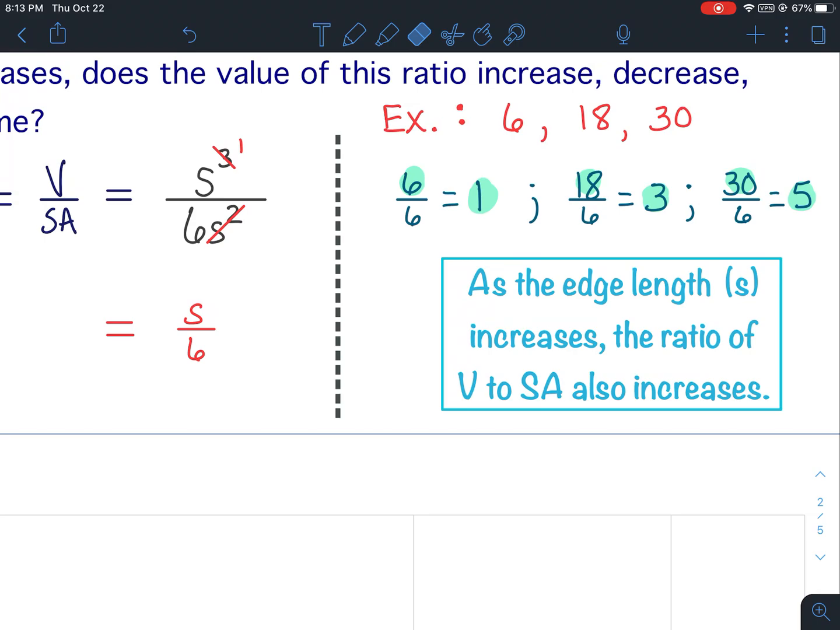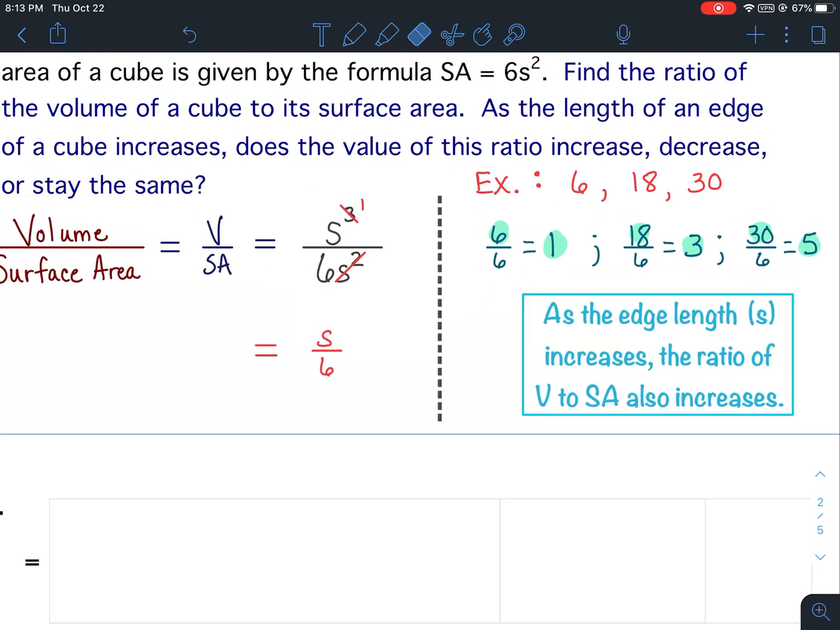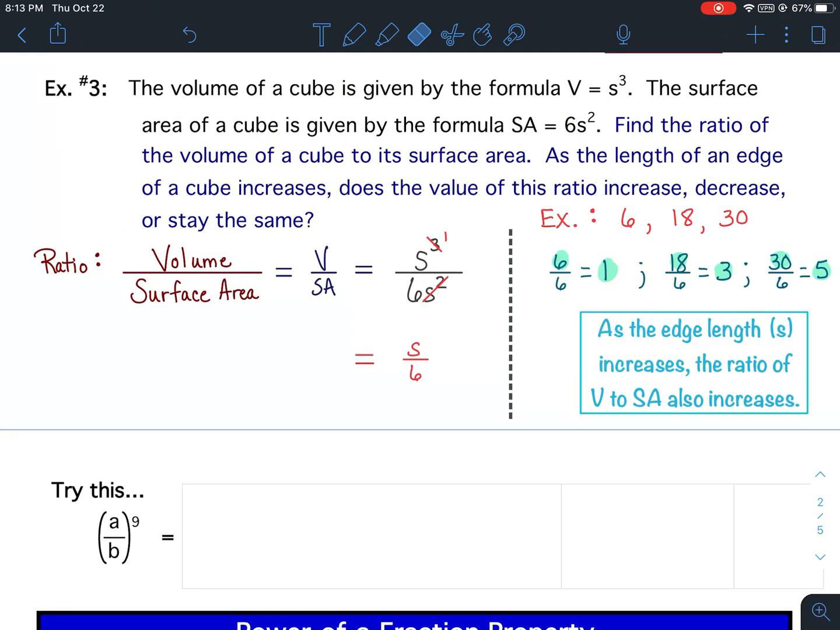Pause your video and get that written down. Okay, if you have any questions on example number 3, please make sure you have everything written down. If you have any questions on example number 3, please let me know.